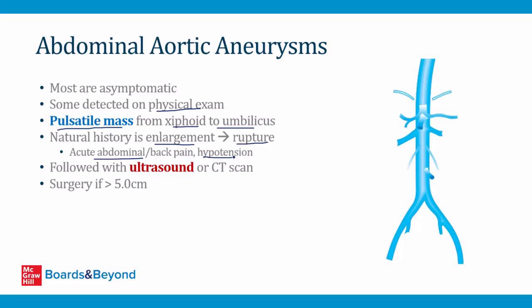We screen patients for these aneurysms, especially older patients who are smokers and have hypertension, with ultrasound, or sometimes CT scan, but more often ultrasound. And surgery is done if they grow to become more than about 5 centimeters, because at that point the risk of rupture is significantly high.